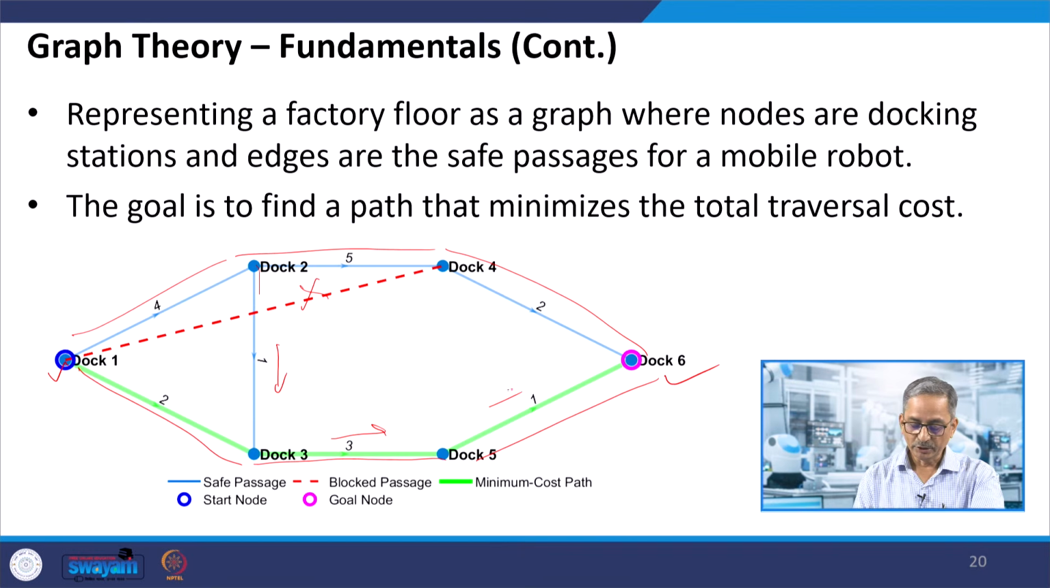So, in this problem our aim is to find a path that minimizes the total traversal cost. If it follows this path, then the cost will be 2 plus 3 plus 1. So, this is going to be the minimum cost path. This way we can represent it using graph theory.